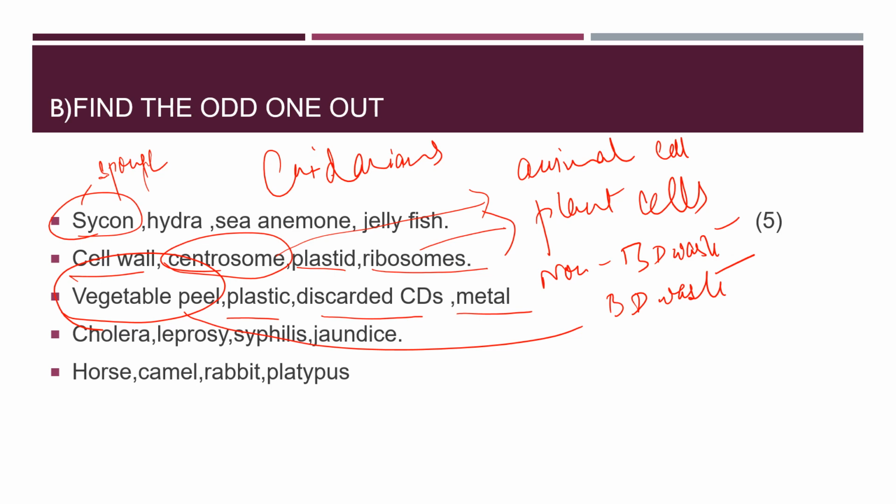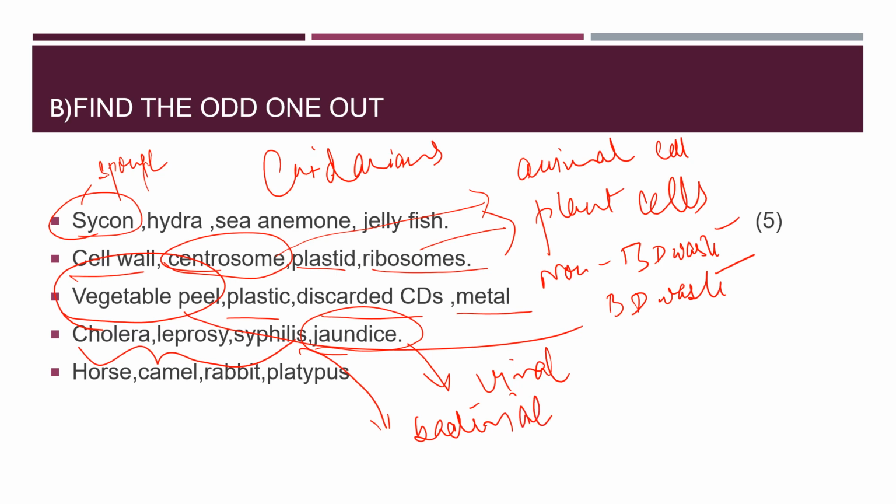Now next comes cholera, leprosy, syphilis and jaundice. Jaundice is a viral disease, while cholera, leprosy and syphilis are all bacterial diseases, caused by bacteria. So this is a viral disease, and the others are bacterial diseases.